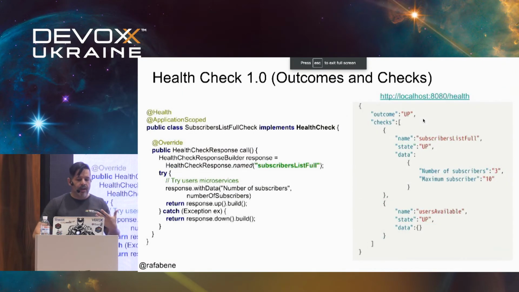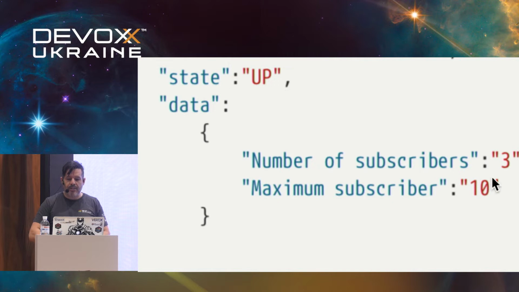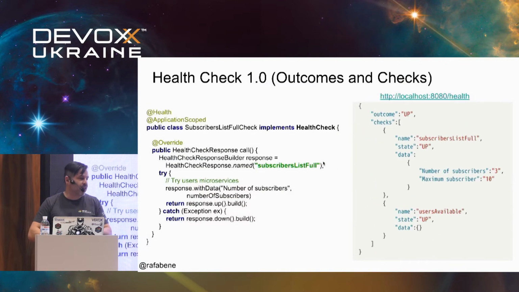And of course, as you saw here, I can add outcomes to my check. So I cannot only say that my service is up or down, but suppose that I have a list that allows only 10 subscribers. I can return, for example, that I have actually 3 subscribers, and that will give me an idea, is my service close to get unhealthy because it's almost full? So that's something that you also can do with this API.